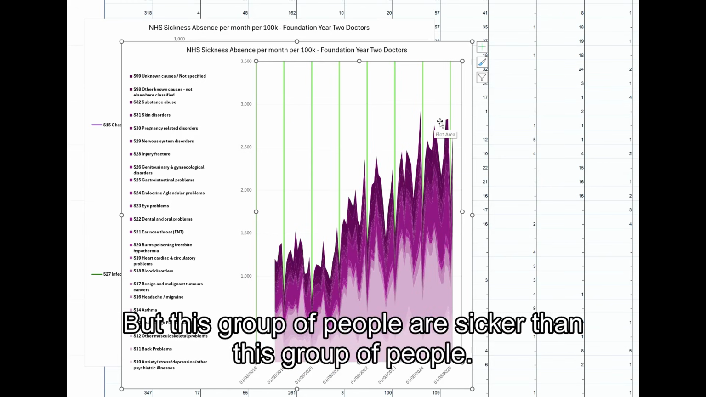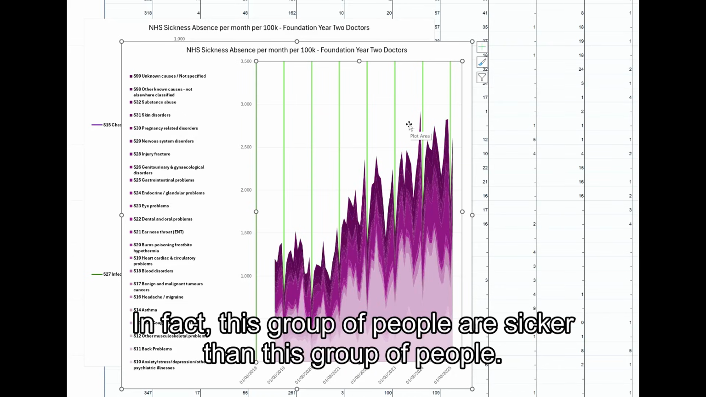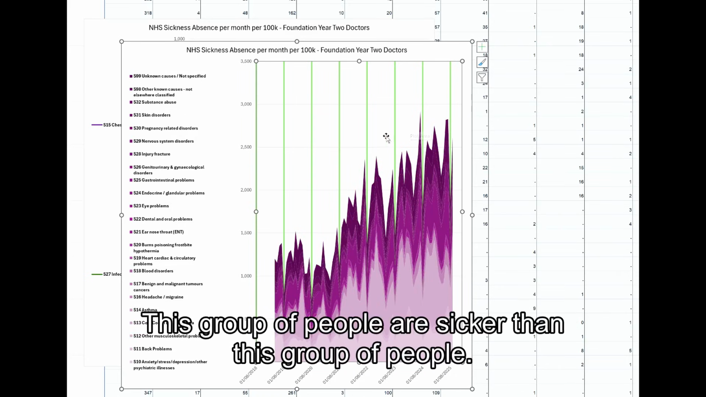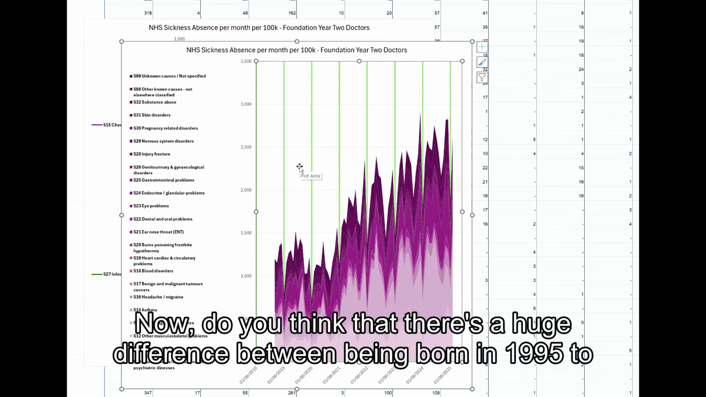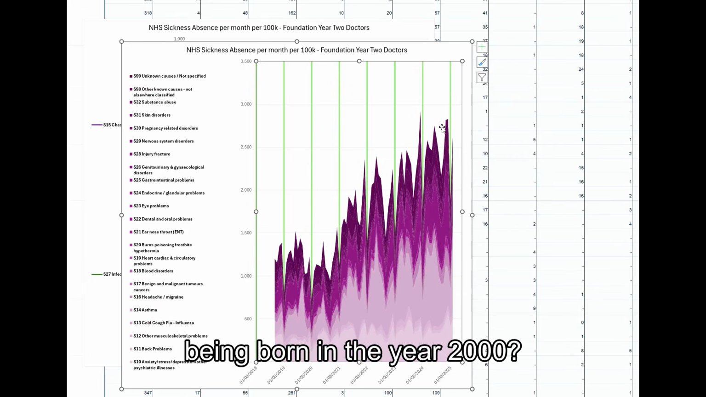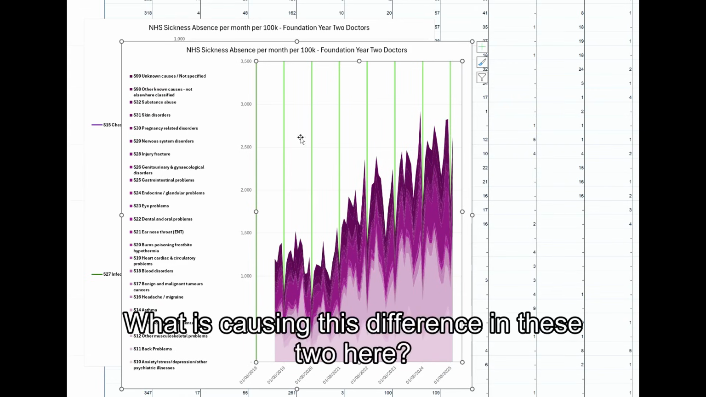But this group of people are sicker than this group of people. In fact, this group of people are sicker than this group of people, and so on along the graph. Now, do you think that there's a huge difference between being born in 1995 to being born in the year 2000? What is causing this difference in these two here?